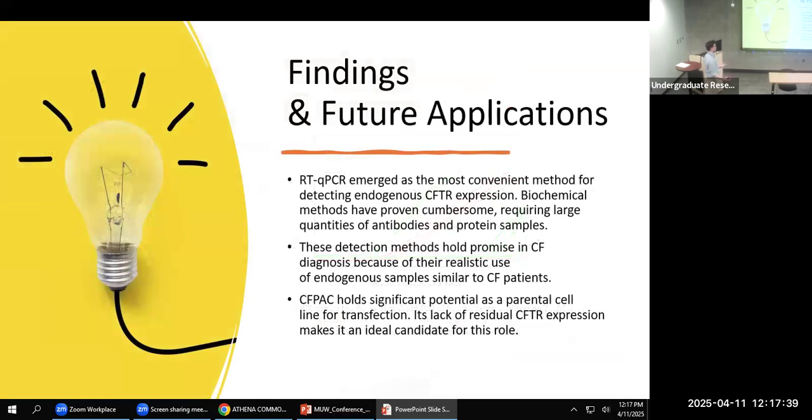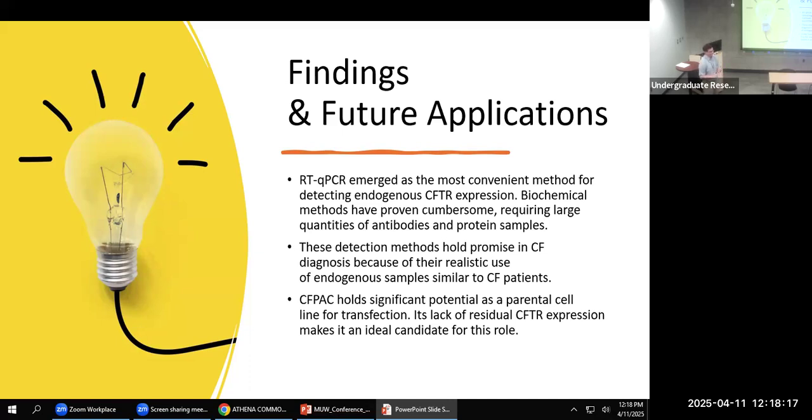So, findings and future applications. Of course, as I stated, the RT-qPCR emerged as the most convenient method for detecting endogenous CFTR expression. Biochemical methods such as Western blotting, immunofluorescence, and other things like that require large quantities of antibodies and proteins, which are expensive and time consuming. These detection methods hold promise in cystic fibrosis diagnosis because these endogenous cell lines are what cystic fibrosis patients have. They have endogenous cells. So if we're able to find the best method to see how much CFTR expression they have, maybe we're able to detect the difference in severity.